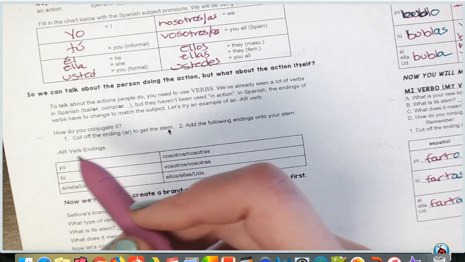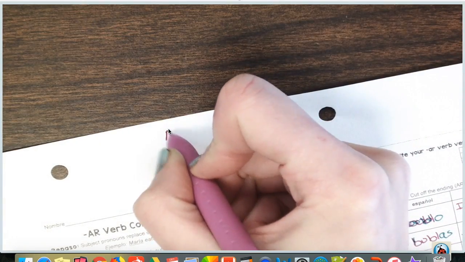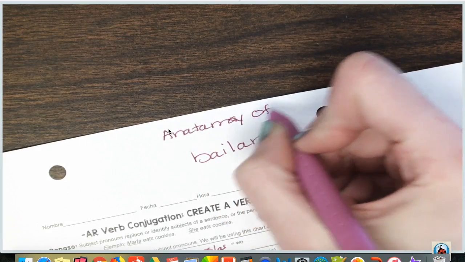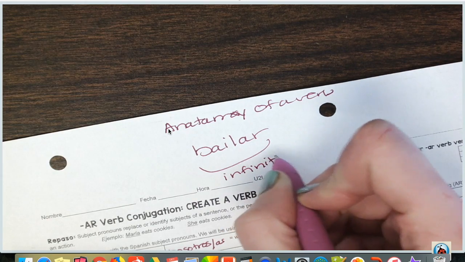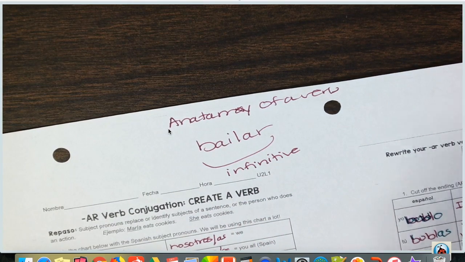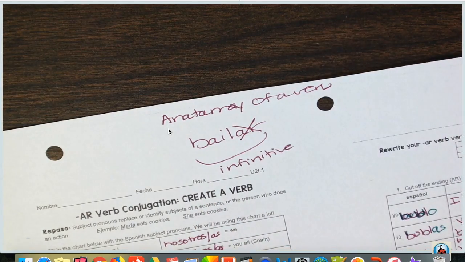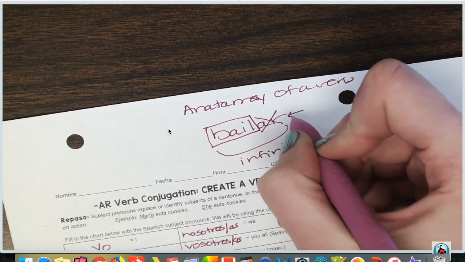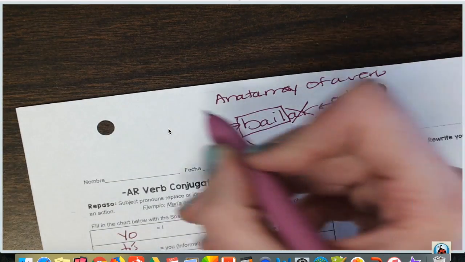So how do you conjugate a verb? The first thing you're going to do is cut it off. So you have, for example, the verb bailar. So this is called anatomy of a verb. Anatomy, I can't spell today, of a verb. This whole thing is called the infinitive, the whole verb. Then we have the ending, which is the AR. Everything before the AR is called the stem. So I'm going to label this ending as the AR, and then everything before it, the bail, is the stem.